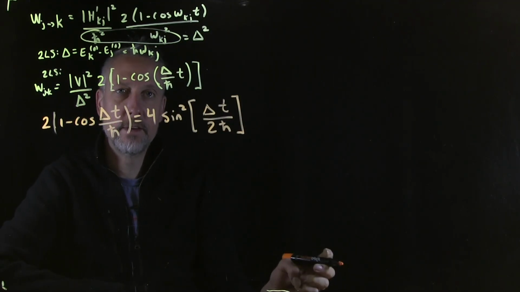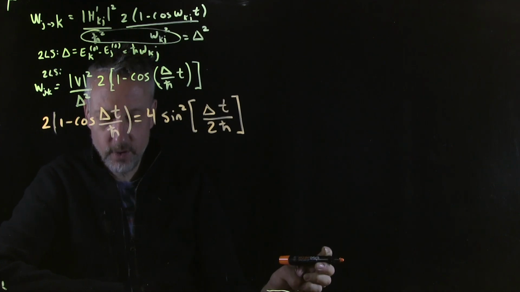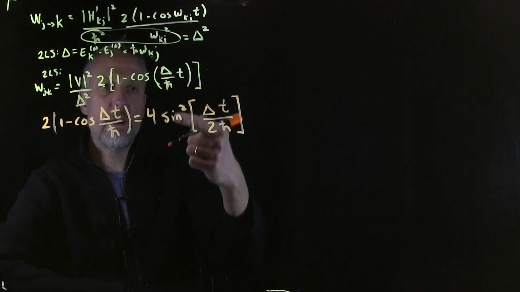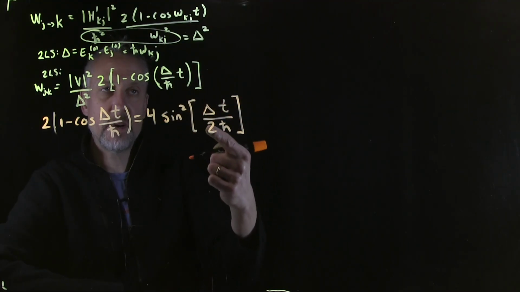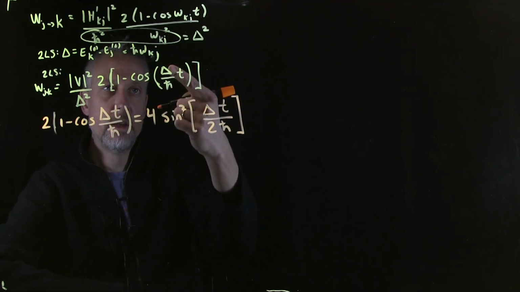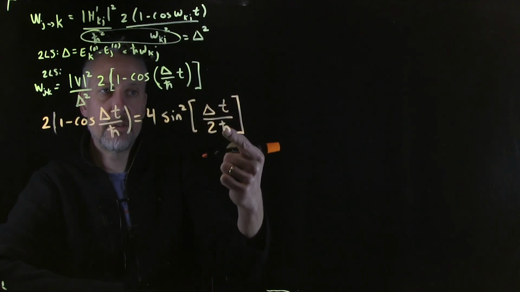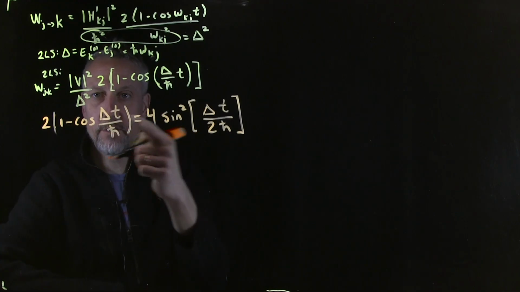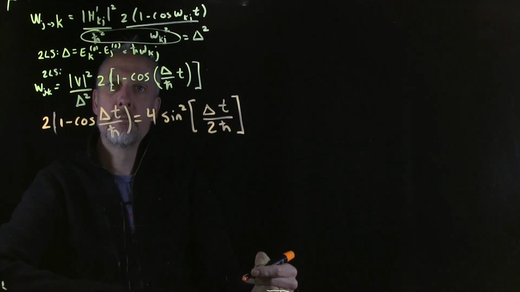Now, hopefully that is somewhat reminiscent of what we had before. It shouldn't be too surprising. We're going to square sine, so we have to divide the frequency by 2. This was the frequency delta over h bar, you have a delta over h bar divided by 2. That's not surprising. Maybe the factor of 4 is not super obvious.